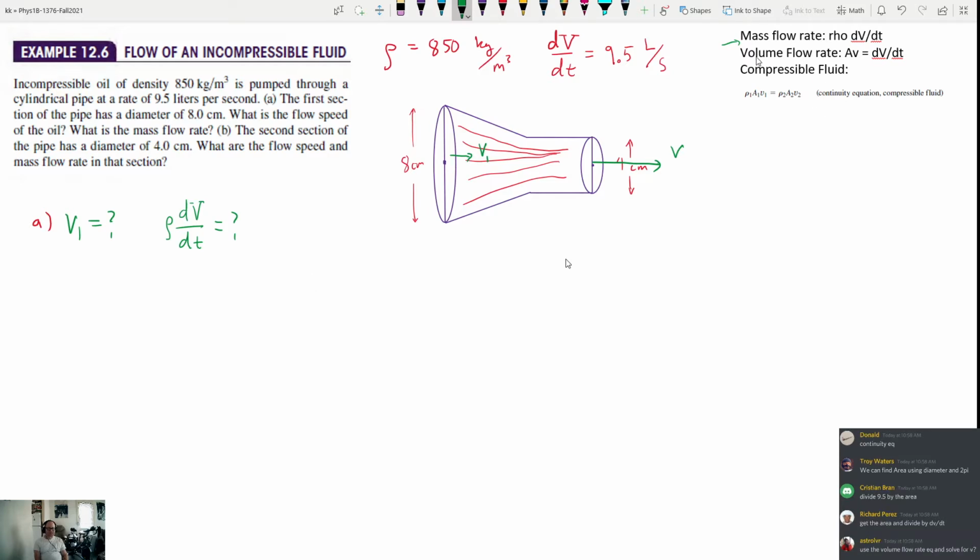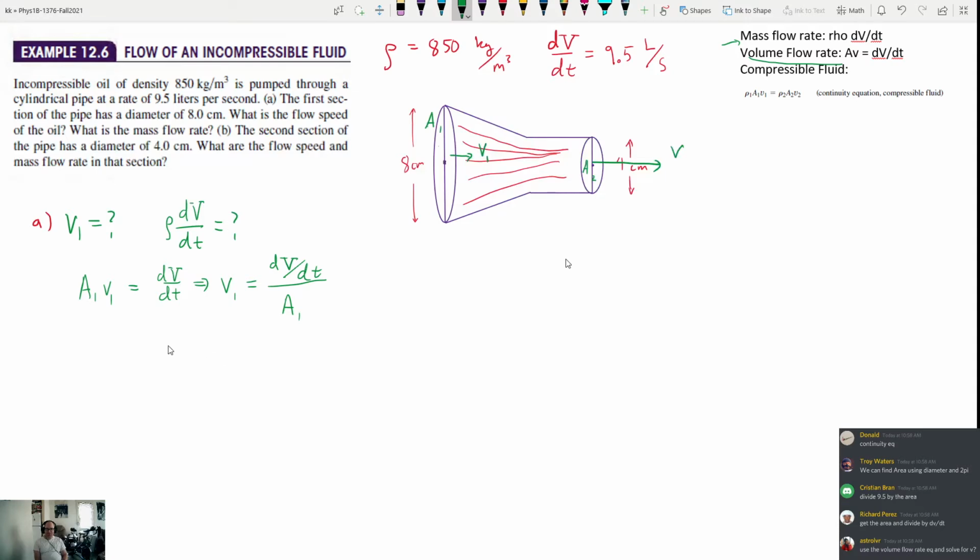Okay. So according to this equation, volume flow rate, area times velocity, is equal to dV/dt. I'm going to call the area on the left-hand side A1, and the area over here A2. And if we do that, then as you all are saying, A1 times V1 should be equal to the volume flow rate, which we're given. So that means we can solve for V1 by taking dV/dt and just dividing by the area.